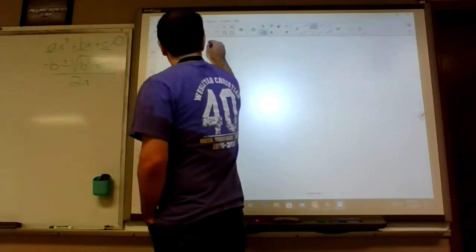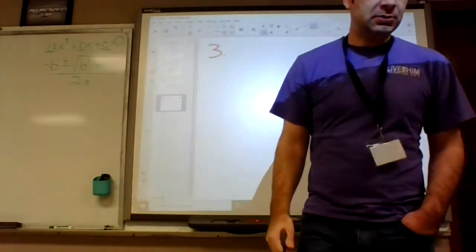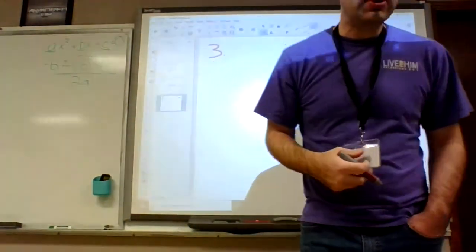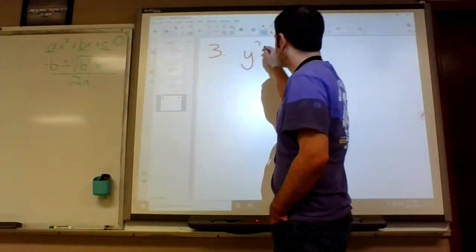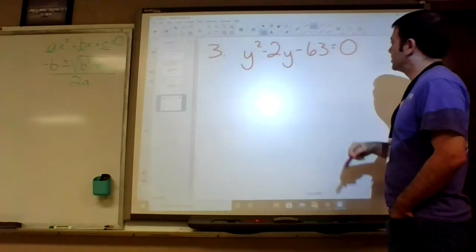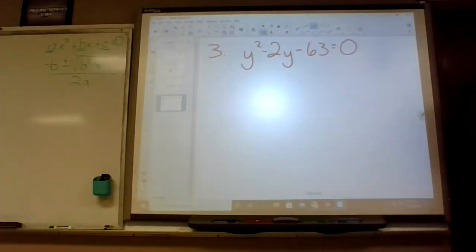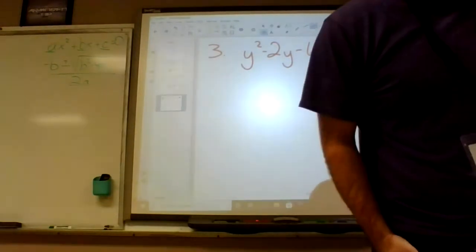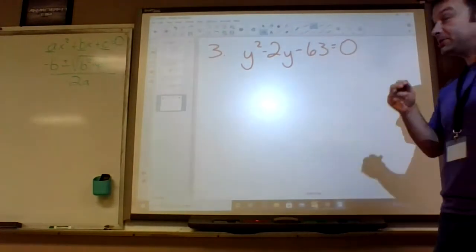Alright. Number 3. Y squared minus 2y minus 63. That's trouble. That's a big number. It would be naughty for us. This would definitely be easier to factor.